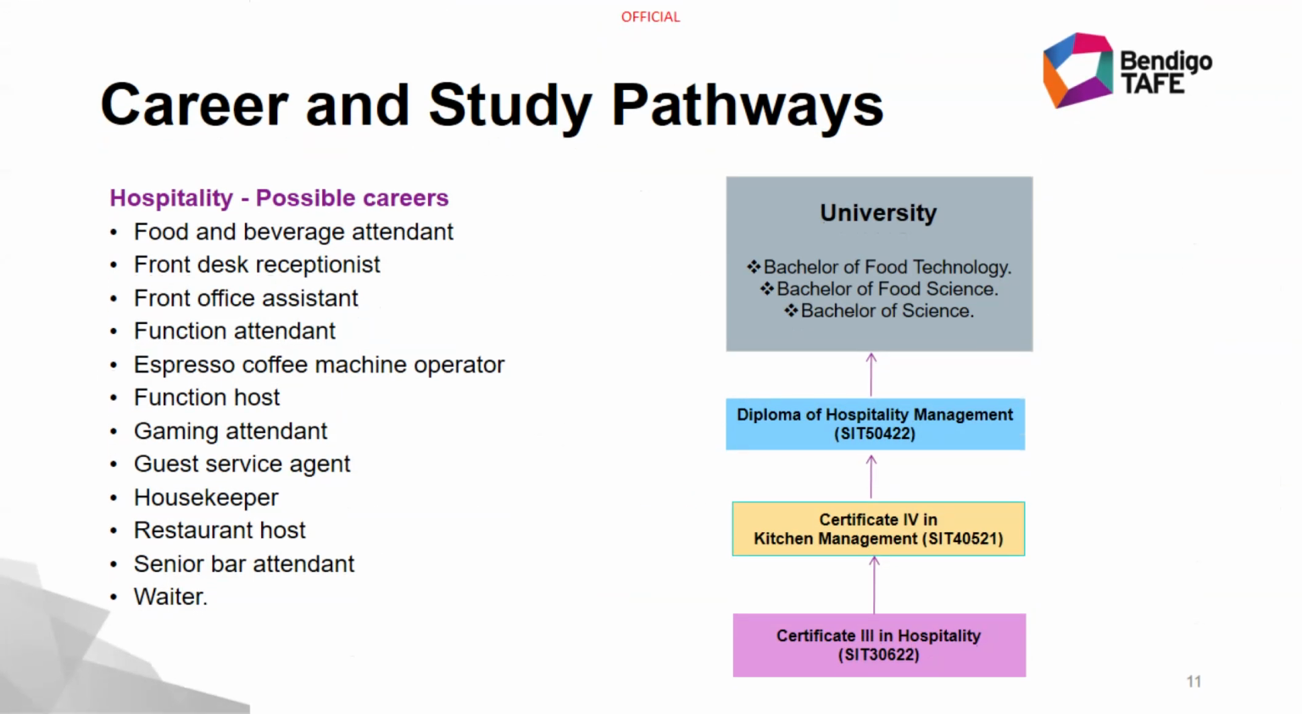On completion of your hospitality certificate, you may gain employment as a food and beverage attendant, front desk receptionist, front office assistant, function attendant, espresso coffee machine operator, function host, gaming attendant, guest service agent, housekeeper, restaurant host, senior bar attendant, waiter, or in related hospitality roles. You may also choose to continue your studies through further training at TAFE or pursue higher education at university.